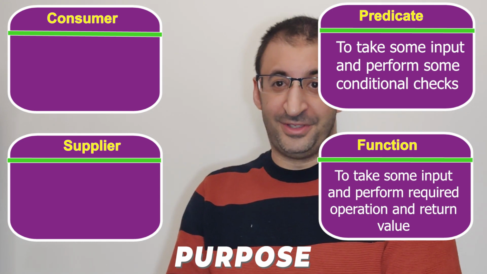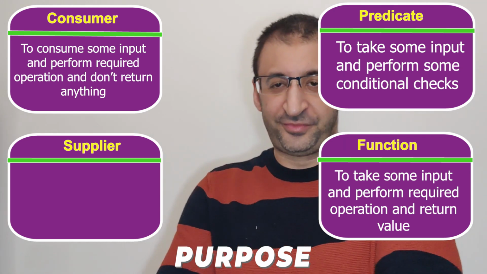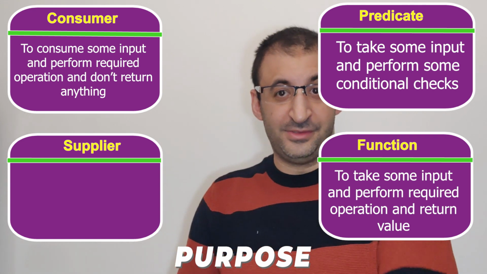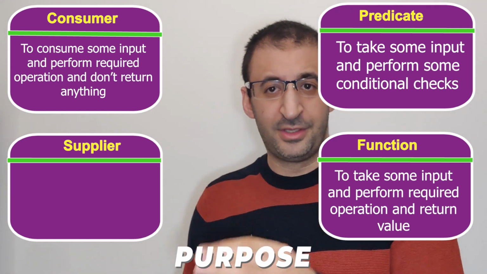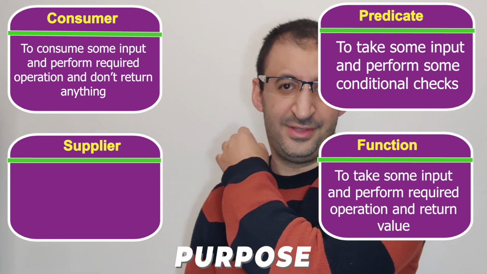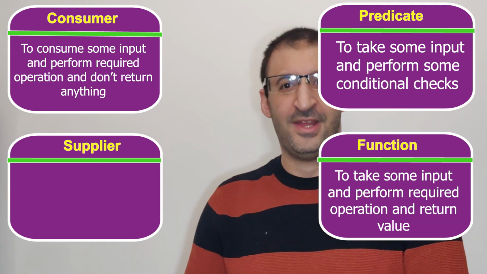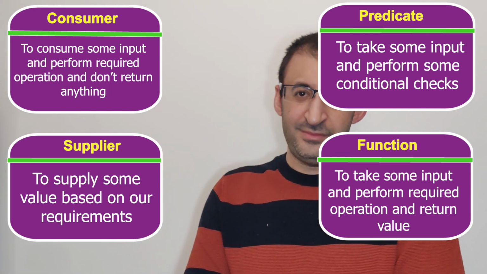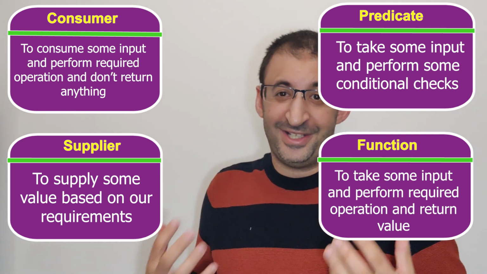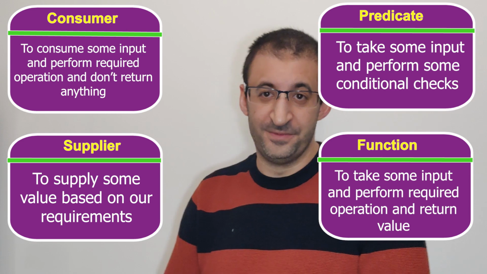Now, Consumer. It takes an input value and performs some operation, but it returns nothing. It's void. Supplier doesn't take any input value, but it returns a value of any type.